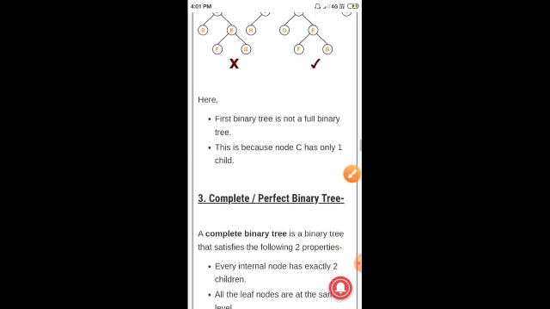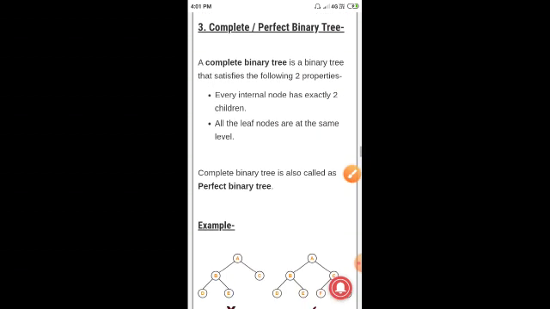Take this one example. A is with 2 children. B is with 2 children. E is with 2 children. So we can call it a full binary tree. What about G, F, C? They have 0 children, which is allowed. So this is a full or strictly binary tree. Next, what is a complete or perfect binary tree?